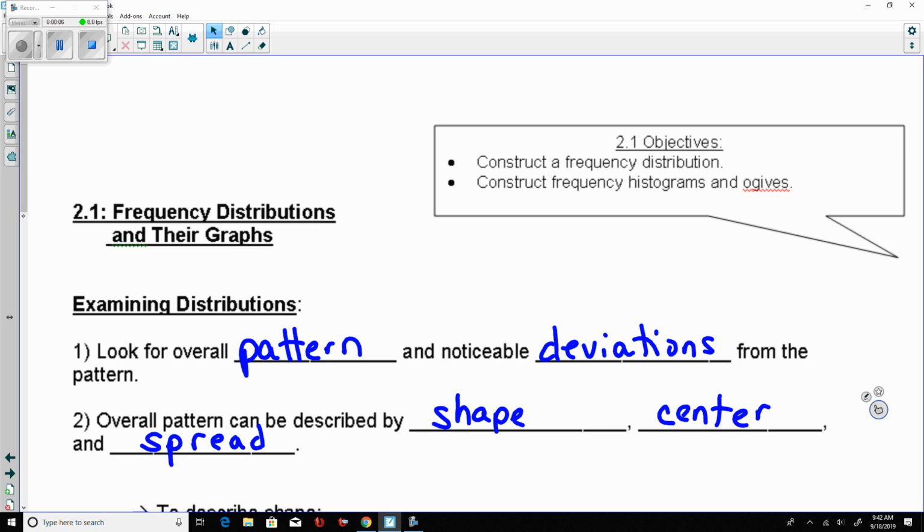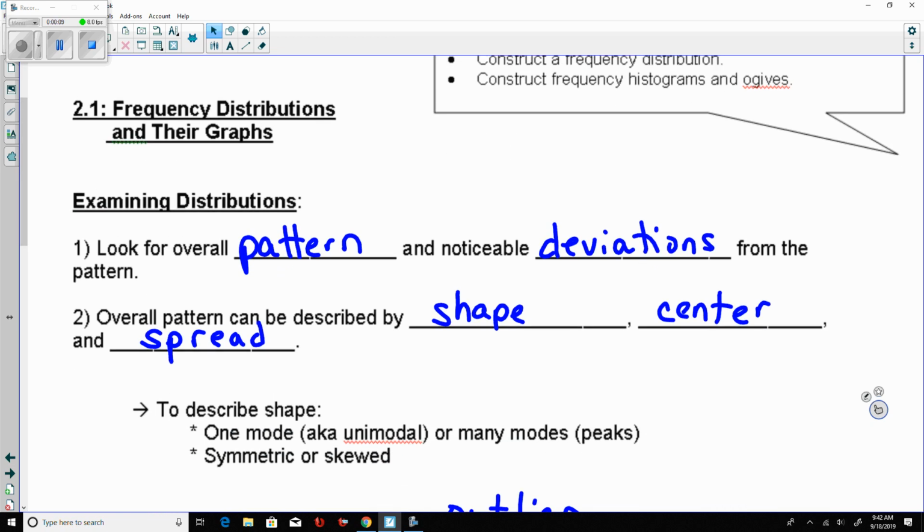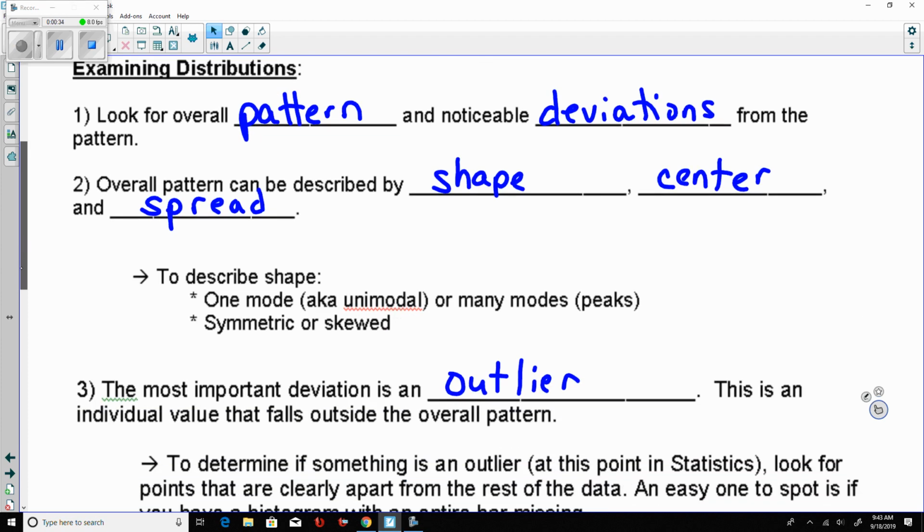All right, so we have frequency distributions and their graphs. So, examining distributions. What we do here is look for overall patterns and noticeable deviations from the pattern. We're talking about frequency distributions. The overall pattern can be described by shape, center, and spread.